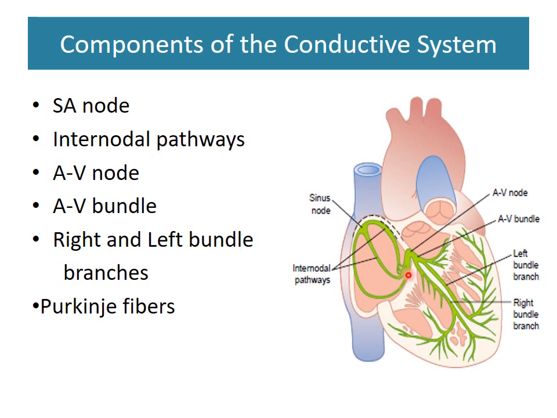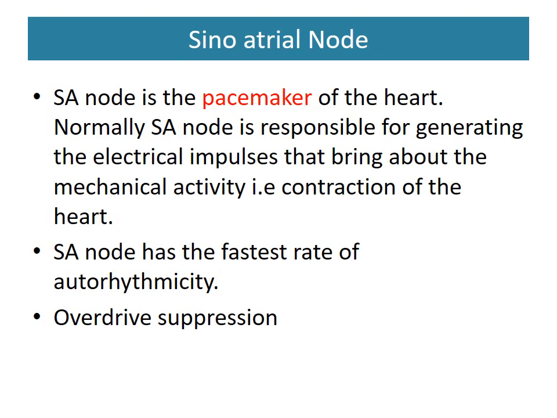Then comes the AV bundle of His. This is the AV bundle of His, and then its left and right branches, and at the end the subendocardial plexus of fibers known as Purkinje fibers. The part of the heart from which rhythmic impulses for the heartbeat are produced is called the pacemaker.